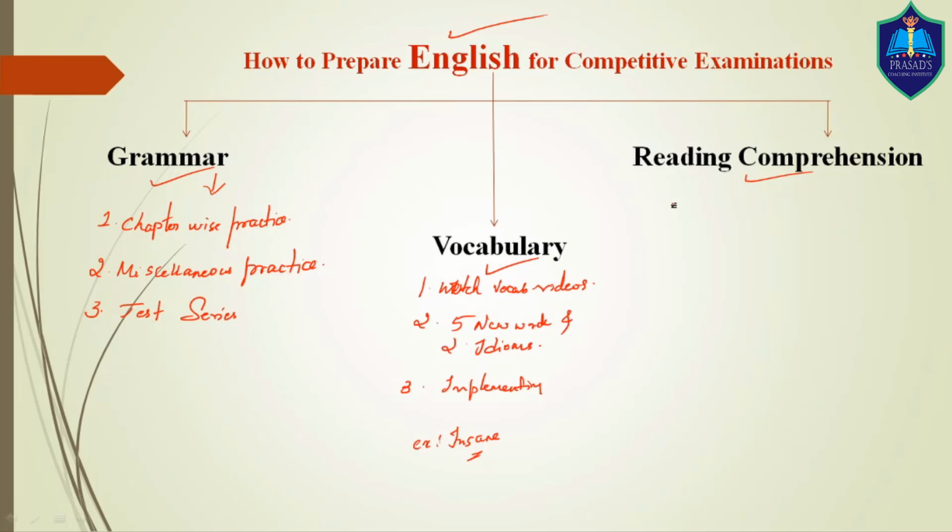The very first thing is try to read newspapers, magazines, storybooks, novel. So you can just start reading newspapers, magazines, storybooks, novels, and underline new words and then identify the meaning of it and try to read quickly. So this is how you can improve your reading comprehension.